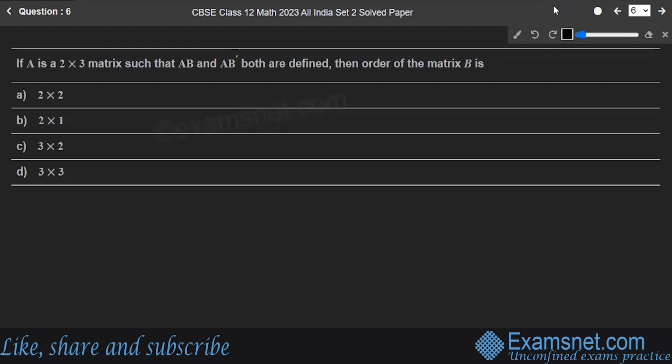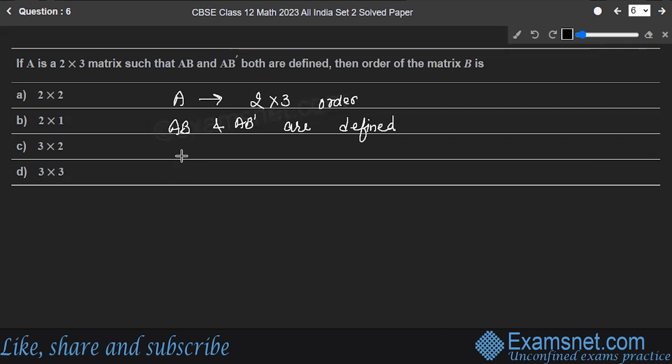Question number 6. If A is a 2 by 3 matrix such that AB and AB dash both are defined, then the order of the matrix B is equal to what? You're given two things. A is a 2 by 3 order matrix, and AB and AB dash both are defined. That is, they exist.